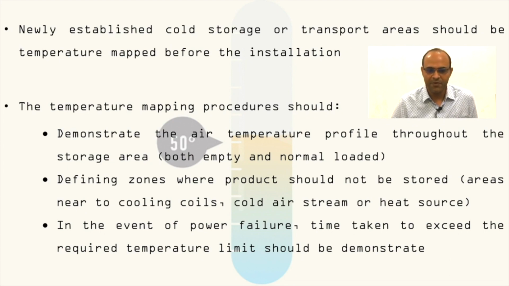The temperature mapping procedures should demonstrate the air temperature profile throughout the storage, both empty and normally rotated. Define the zones where products should not be stored, for example the area near the cooling coils, cold air streams or heat sources, because they will obstruct the flow of air and ultimately affect the temperature distribution. In the event of power failure, the time taken to exceed the required temperature limit should be clearly demonstrated.